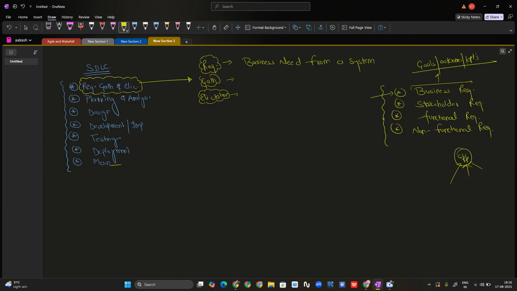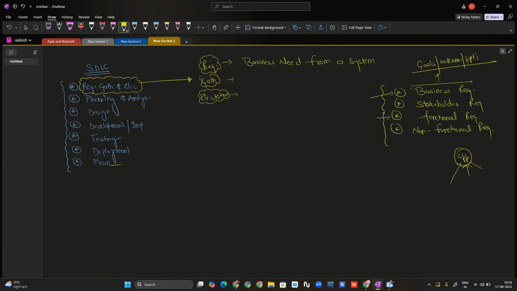Functional requirements were already discussed in the previous class. What are functional requirements? Features, rules, flows, meaning what the system must do. And non-functional requirements relate to system performance, system quality, speed, security, uptime, usability, load performance. These are all non-functional requirements. To be clear, there are four types of requirements: business requirement, stakeholder requirement, functional requirement, and non-functional requirement.